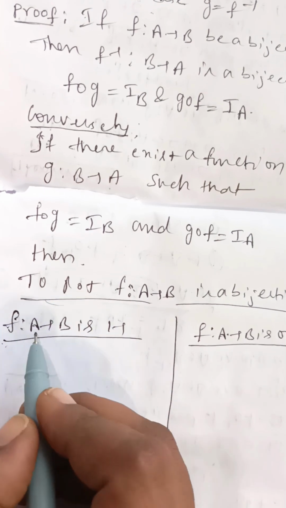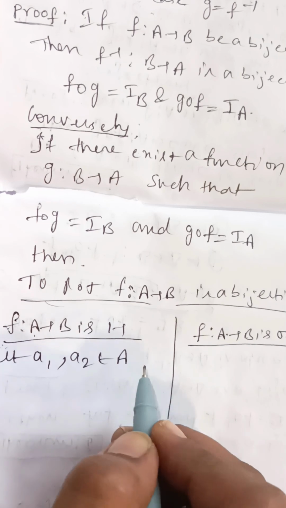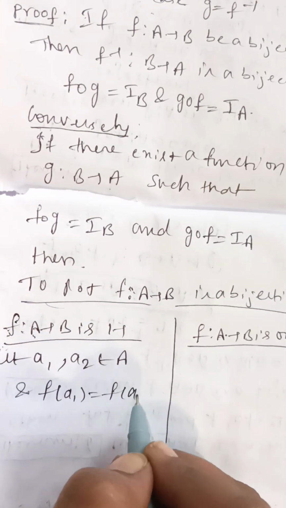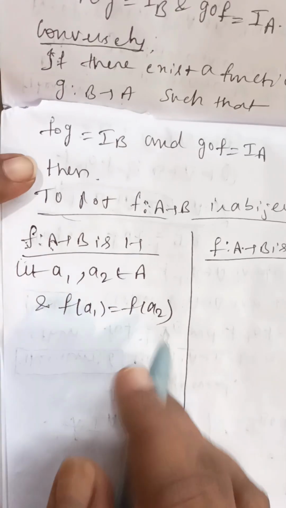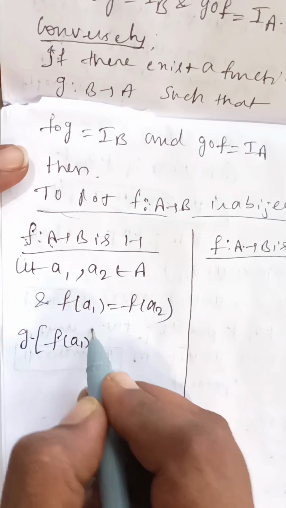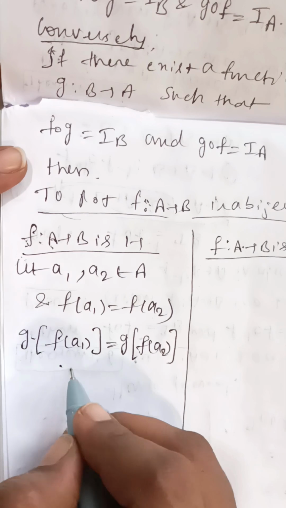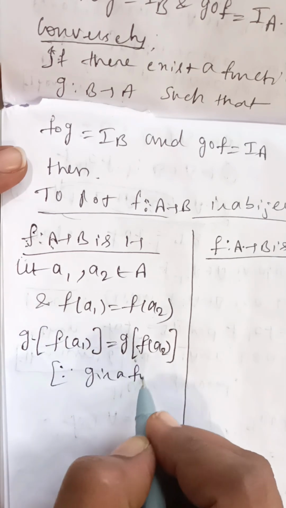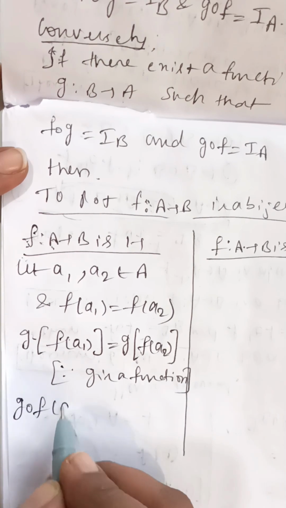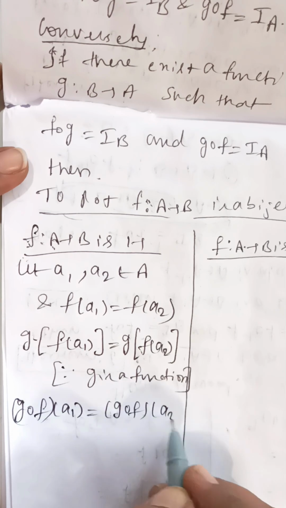Okay, for this take two elements in the domain, a1, a2 belongs to A, and assume f of a1 equal to f of a2. Since g is a function, we can write g of f of a1 equal to g of f of a2. Okay, the reason is g is a function. This can be written as g circle f of a1 equal to g circle f of a2.